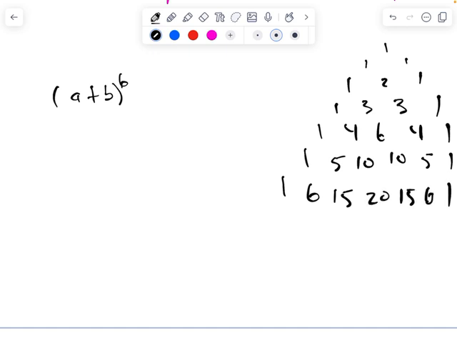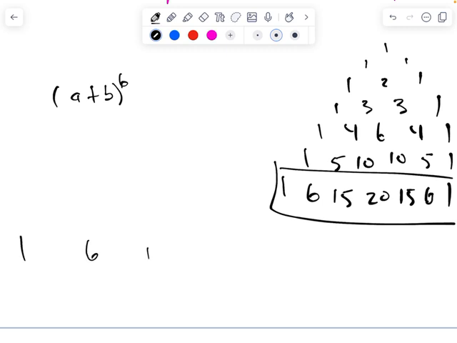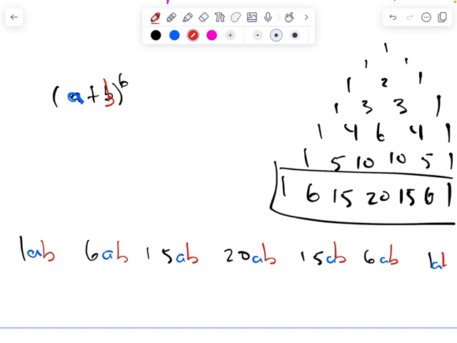So we have the coefficients, and let's write the coefficients out. We're going to put some space in between them. 1, 6, 15, we've got 20, we've got 15, we've got 6, and we've got 1. Now here we've got a. I'm going to write a in blue. Let's write this guy, b, in red.